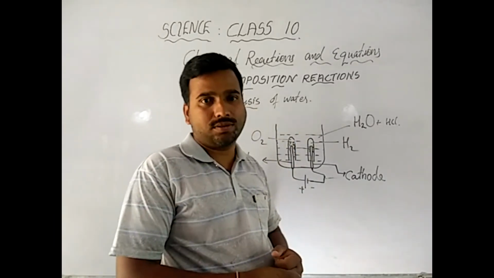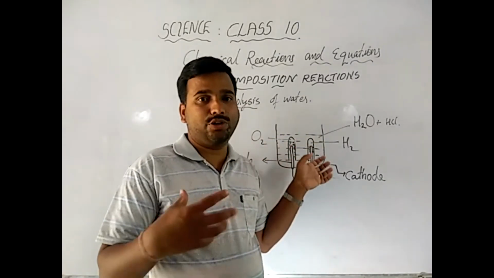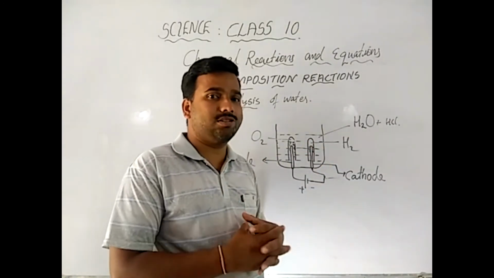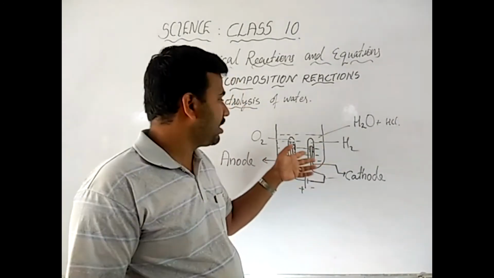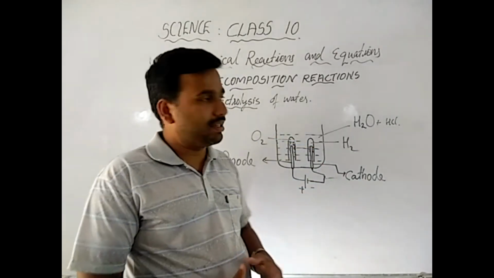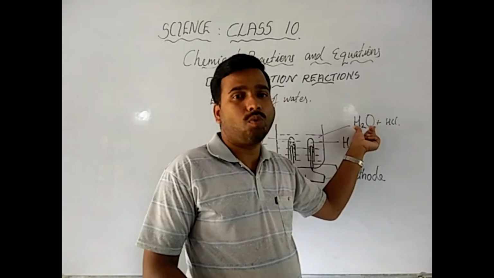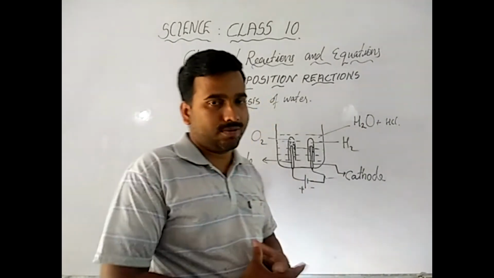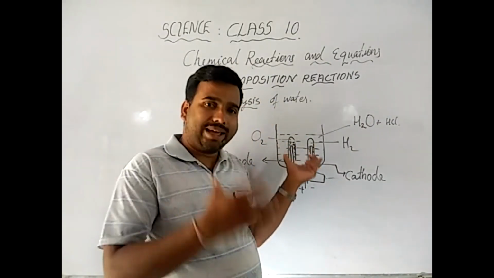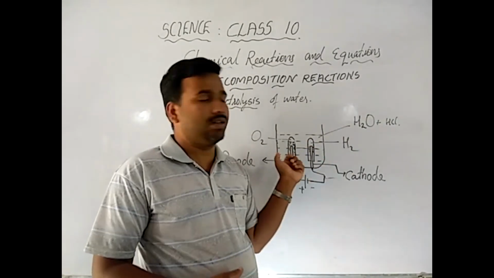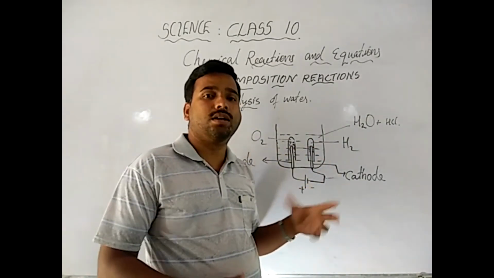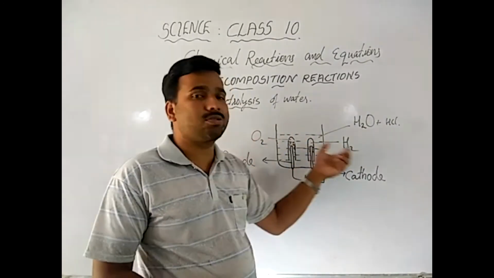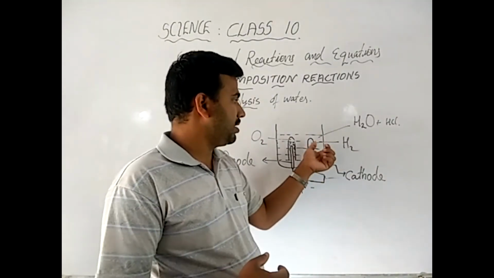So they move towards the positively charged electrode, and they get released at the anode. When you compare the volume of these gases, the hydrogen gas released will be twice the amount of oxygen gas, because in a molecule of water there are two atoms of hydrogen and one atom of oxygen. So when you break up this water molecule into hydrogen and oxygen, we get the same ratio in volumes. The ratio of hydrogen and oxygen gas will also be 2:1.